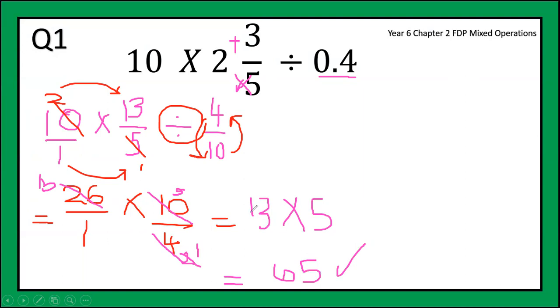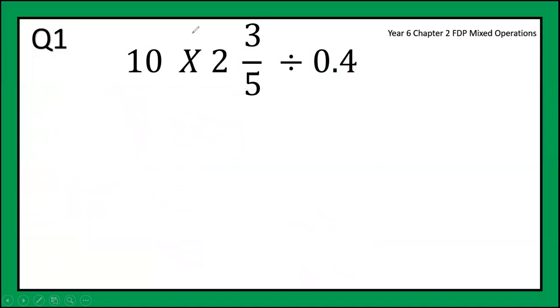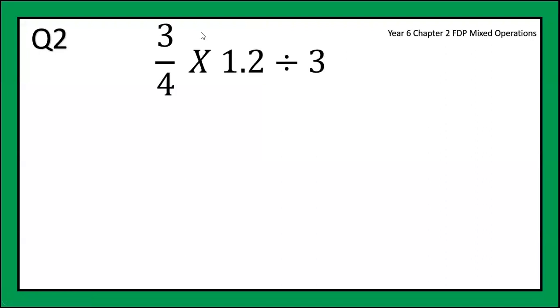So I'm showing you an example of how to solve it using both methods. This is the method using fractions. Hope you are clear, and let's look at the second question. Here we have 3 over 4 times 1.2 divided by 3. I'm going to use the decimal method.